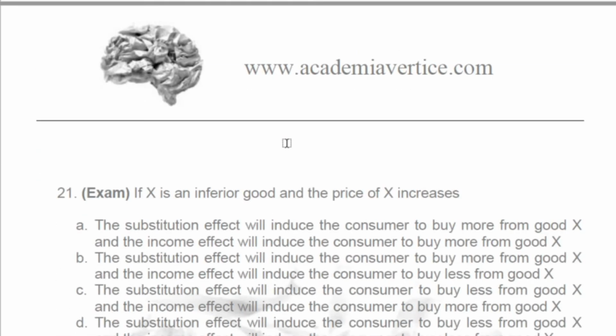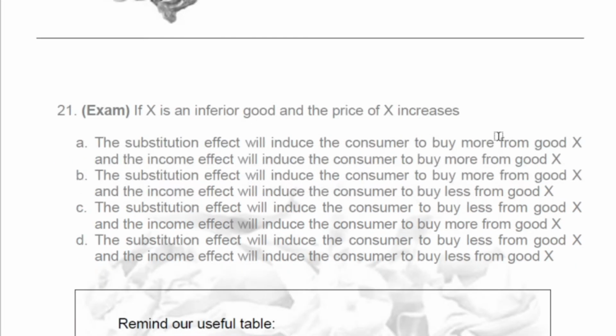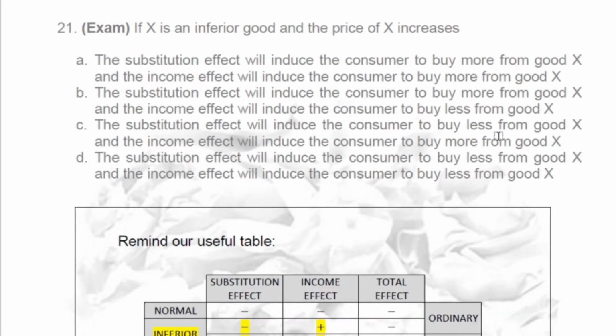Okay, now 21, also an exam question. If X is an inferior good and the price of X increases, I told you this type of question is very appropriate for the table I gave you. Option A: the substitution effect will induce the consumer to buy more of good X.